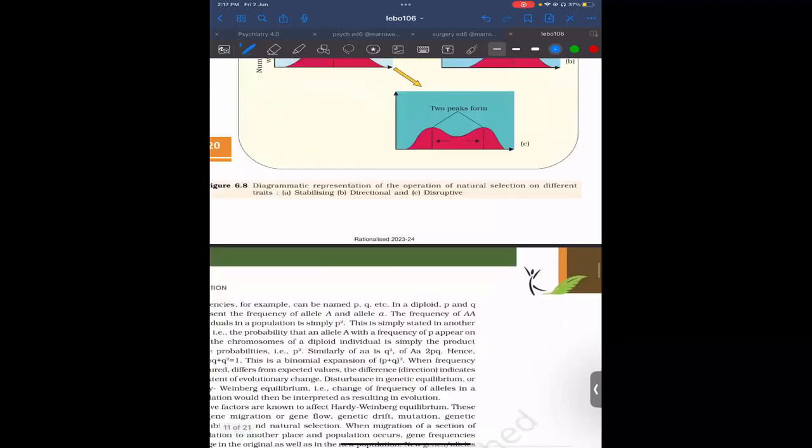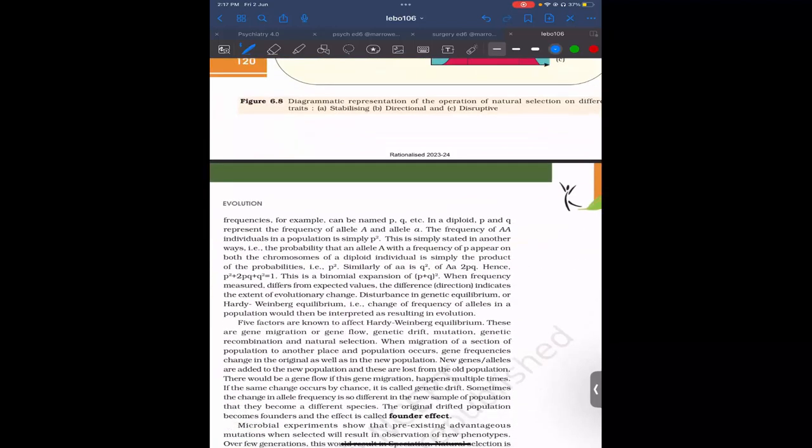So the individual frequencies, for example, can be taken as p and q. Now, the frequencies of the alleles A and a. Suppose there is one allele A and one allele small a. Then the frequency of allele A will be p and the frequency of small a allele will be q.